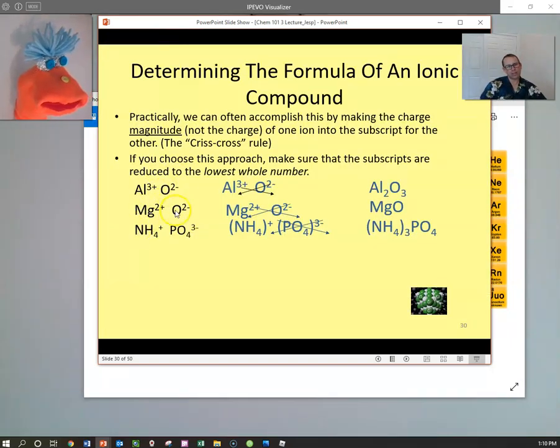That is always the case for ionic compounds. They're in these 3-dimensional lattices, and these numbers down here are telling us the ratio of the different ions to each other in that compound.